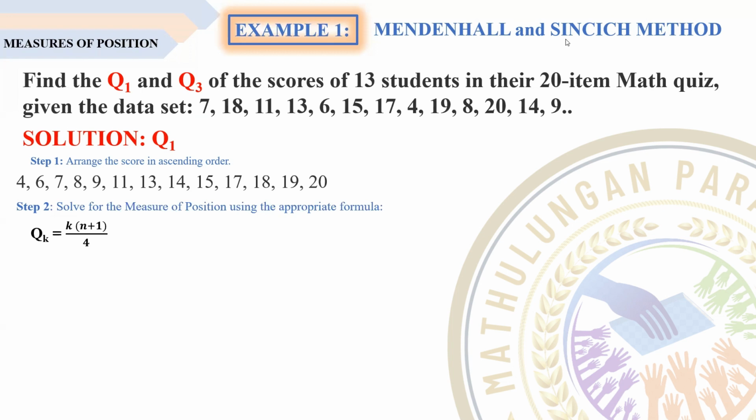Ngayon, let us identify the value of k. Ano ang value ng k natin? Very good. The value of k is equal to 1 kasi quartile 1 yung hinahanap natin, kaya ang value ng k natin ay 1. At ilan naman ang n natin?